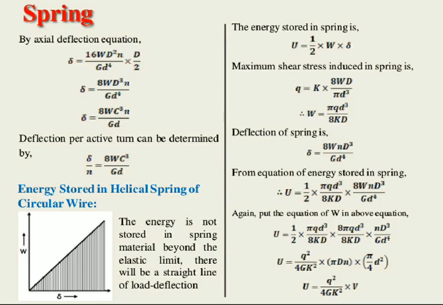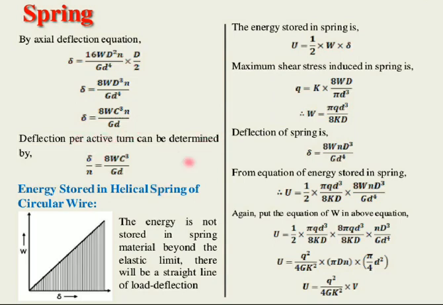Now, if we have to calculate the deflection per active turn, then that can be given by del by N, and del by N will be 8 W C cubed by G into d. Simply replace N in here, then we can get the value of deflection per active turn. So this was the topic, that is the deflection on helical spring.